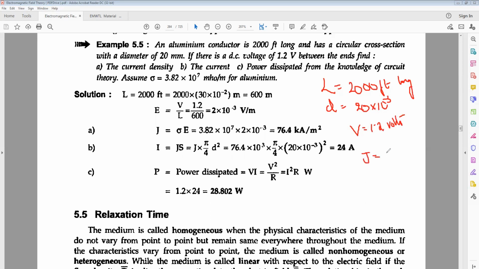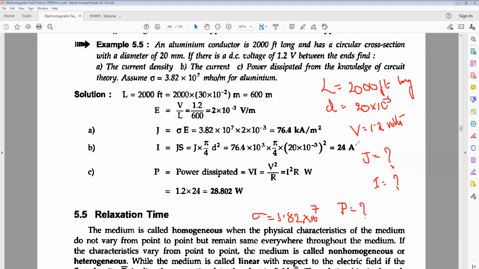Find the current density means J is equal to what? The current I is equal to, and the power dissipation from the knowledge of circuit theory. They are asking for P also. P is equal to, in terms of sigma, the conductivity, which is given as 3.82 into 10 to the power of 7 ohms per meter. So these are the data given. How to find out the current density, the current and the power. The power P is equal to.